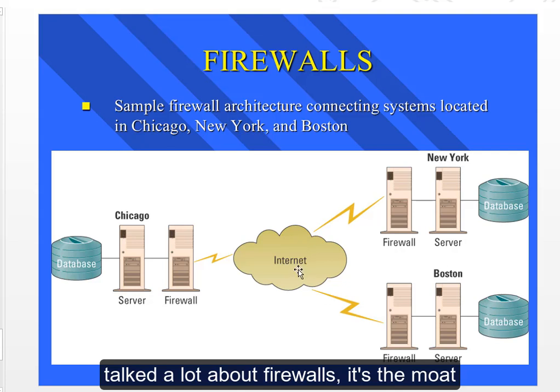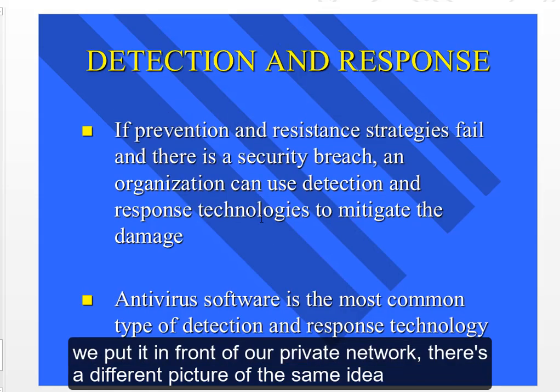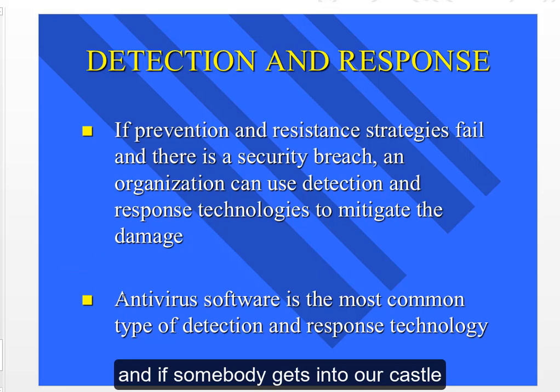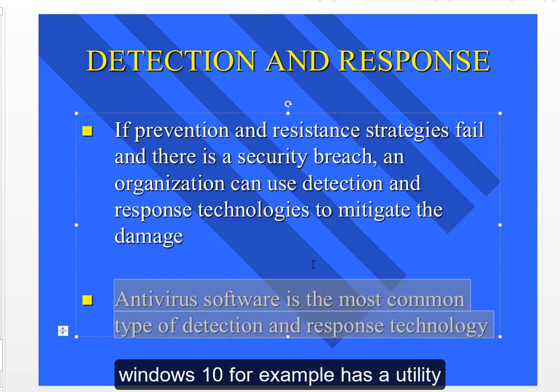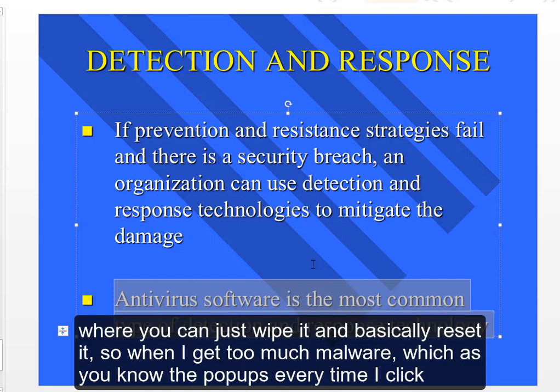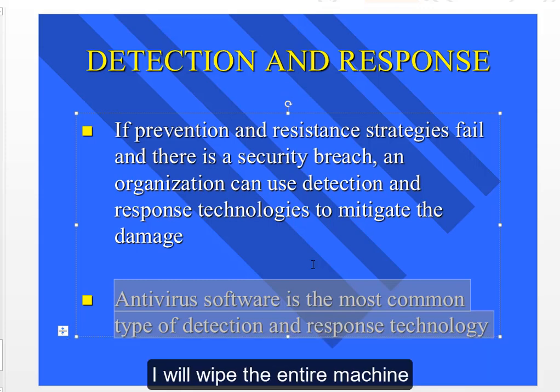Talked a lot about firewalls. It's the moat. We put it in front of our private network. There's a different picture of the same idea. And if somebody gets into our castle, we got to treat it. And the best way we know right now is antivirus, or you can wipe the whole system. Windows 10, for example, has a utility where you can just wipe it and basically reset it. So when I get too much malware, which is the pop-ups, every time I click on something, a new ad pops up and it just gets really irritating, I will wipe the entire machine.